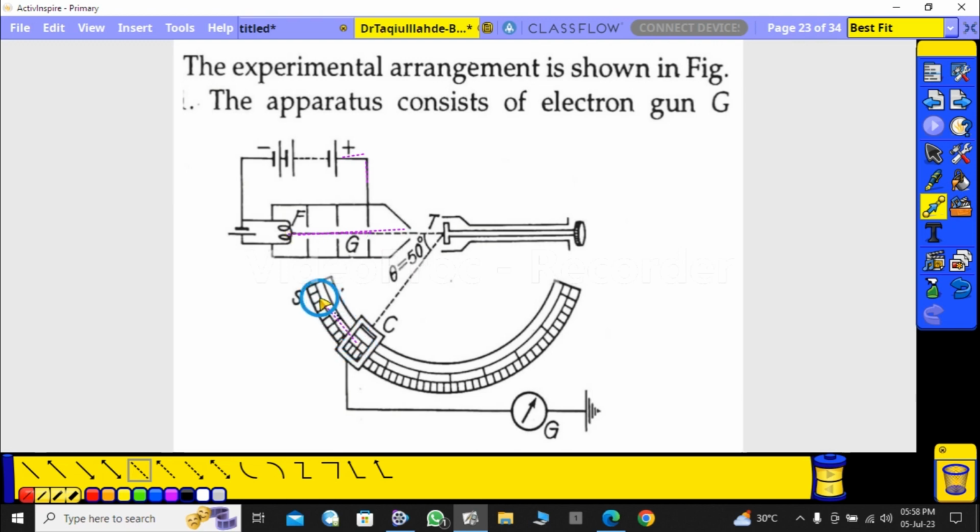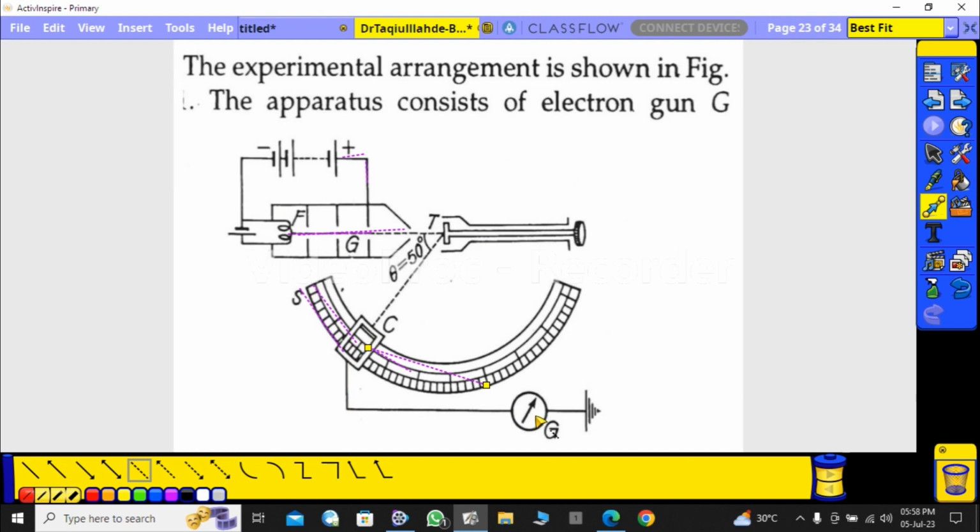Now this is a sliding thing, this is the slider. Slowly, you just move this one, so it will check the presence of the electrons. The presence of electrons will give a current, so the current can be sensed with the help of a galvanometer.